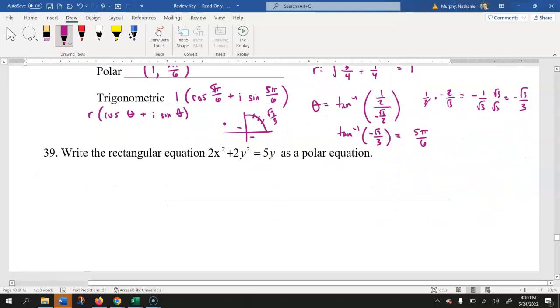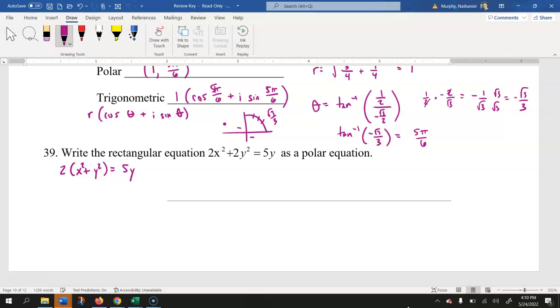All right, let's look at number 32. Write the rectangular equation as a polar equation. So the first thing I recognize is on the left side there, we can factor out a 2. If we do that, now x squared plus y squared, remember that's the same as r squared. And remember, y is the same as r sine of theta. So what I'm going to do is subtract that from both sides. We could have done that at the beginning, I suppose.